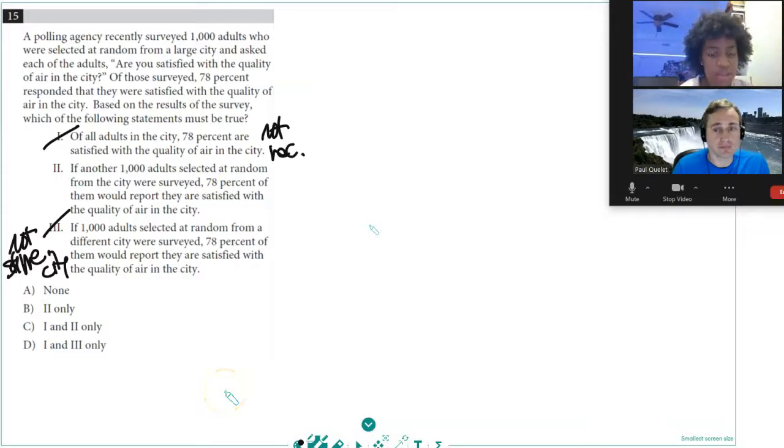I also don't know, because you already did that. Or it's asking if you did another 1,000, but it would probably also be like 78% would report that they're satisfied with the quality. So it's likely that it's going to be around 78%, but is it going to be exactly 78% necessarily? I would say no. And furthermore, we could have gotten lucky in our survey. We could have gotten lucky and a lot of people said yes in our survey, but when we consider a different group of 1,000, fewer people say yes. So I would say not necessarily. So which choice is that?